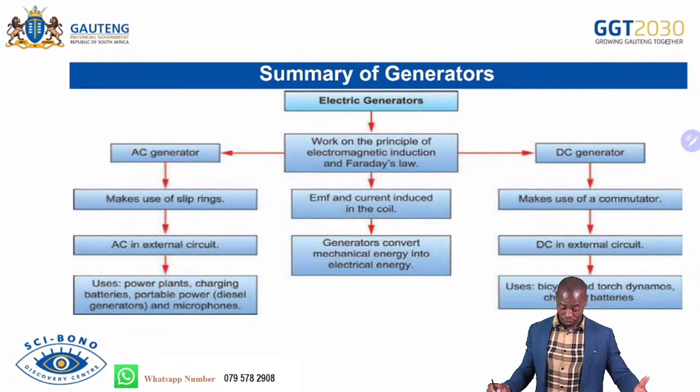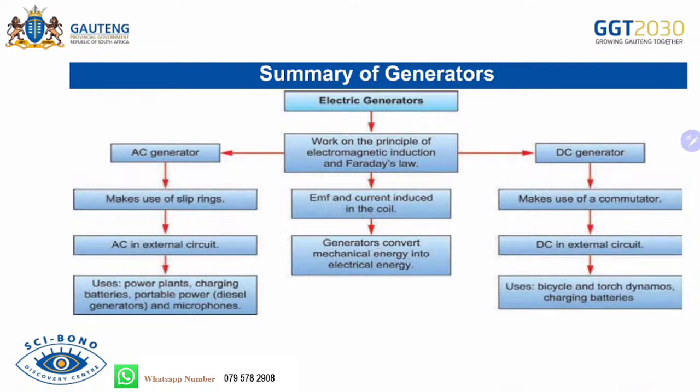This is just the summary of electric generators. Both are based on electromagnetic induction. We have AC and we have DC. The AC makes use of slip rings, and the DC makes use of the commutator. The AC is in the external circuit and the DC is in the external circuit, but in a coil, for both, the current alternates.